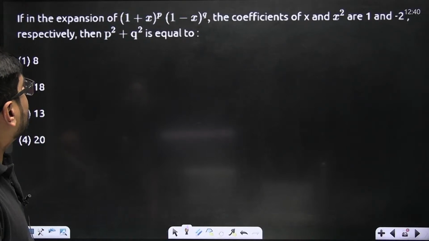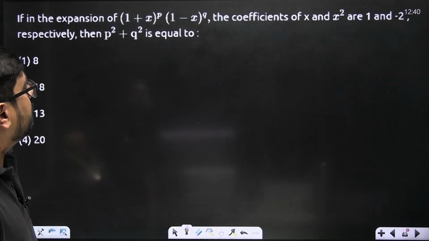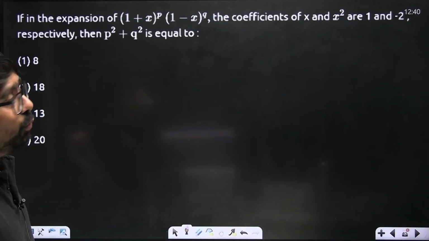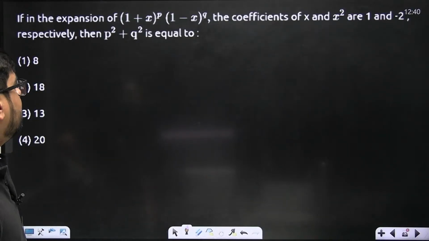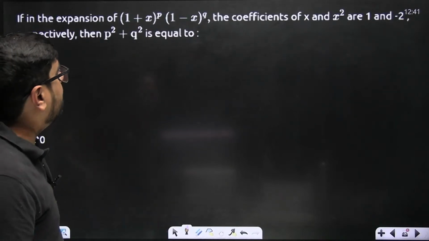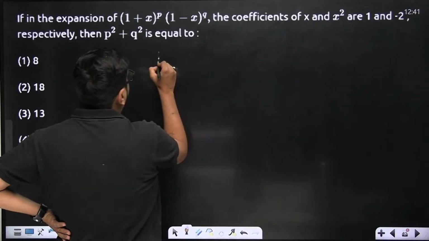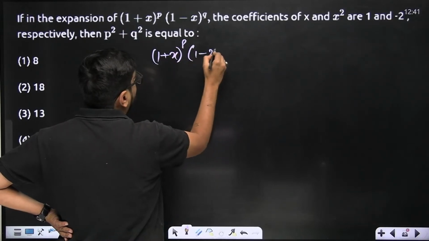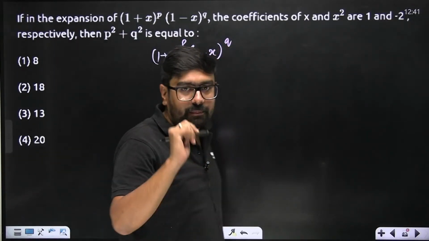For example, in this question, (1 plus x) to the power p multiplied with (1 minus x) to the power q. The coefficients of x and x square are 1 and minus 2 respectively. Then tell me the value of p square plus q square. Come on, try solving it. So (1 plus x) to the power p multiplied with (1 minus x) to the power of q. Pay attention.